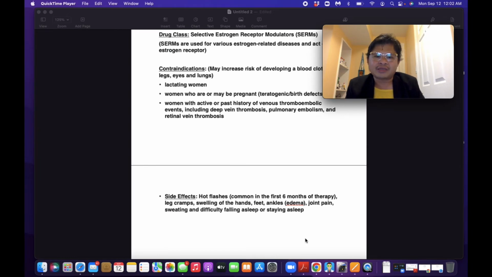And what are the side effects of this drug? The number one most common side effect, and you need to remember this, is hot flashes. Hot flashes is the most common side effect in the first 6 months of Raloxifene therapy. Very important to remember. The patient taking this drug will also experience leg cramps, swelling of the hands, feet, ankles, or edema, joint pain, sweating, and difficulty falling asleep or staying asleep.